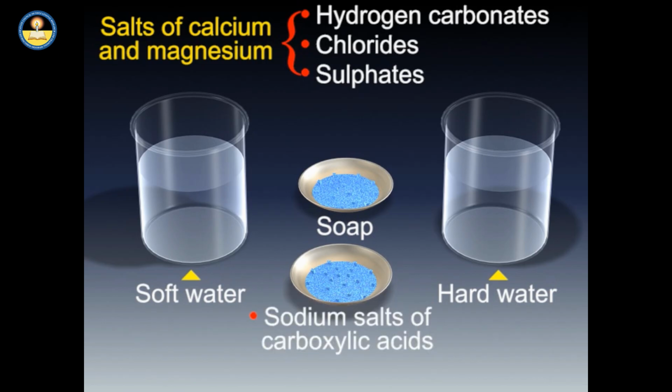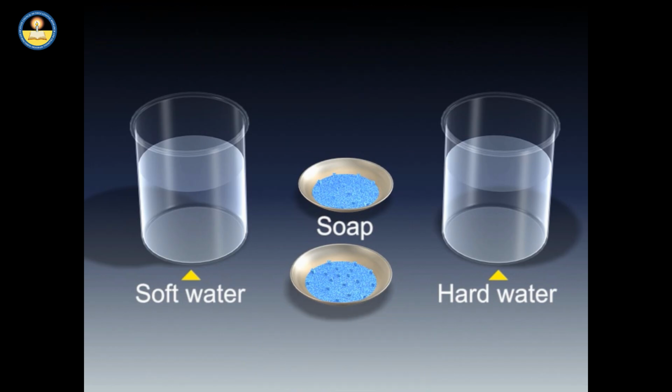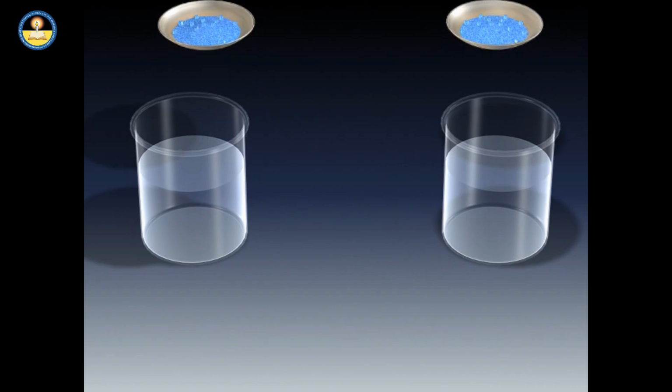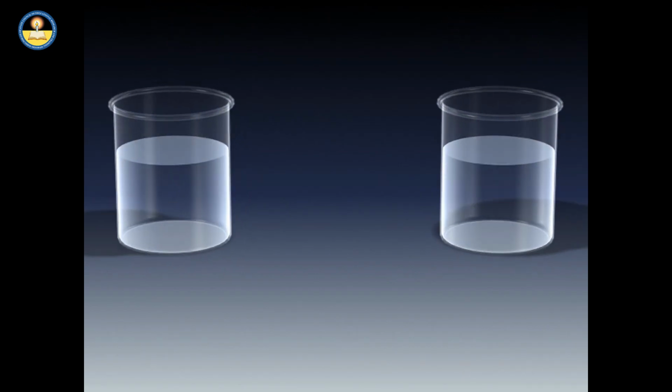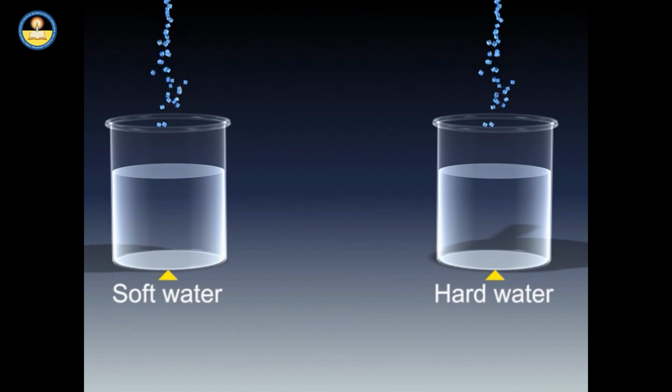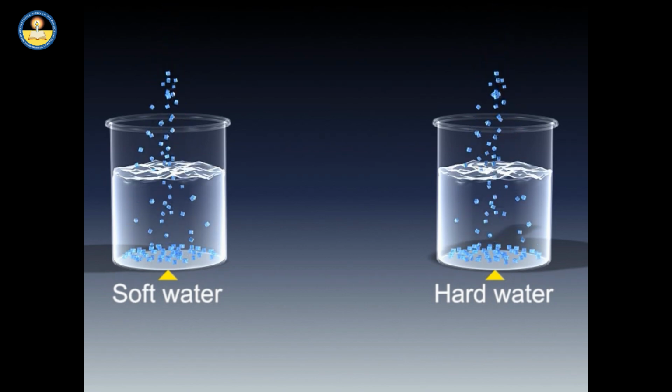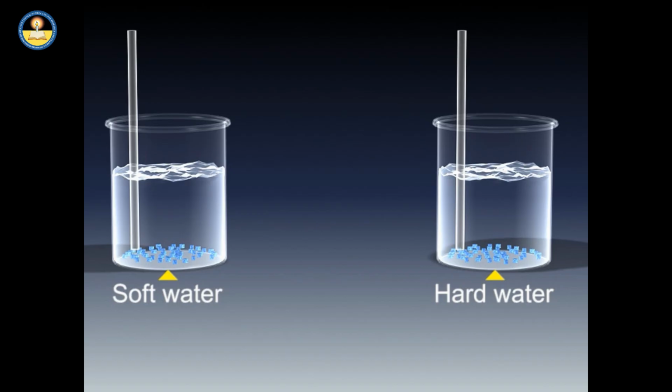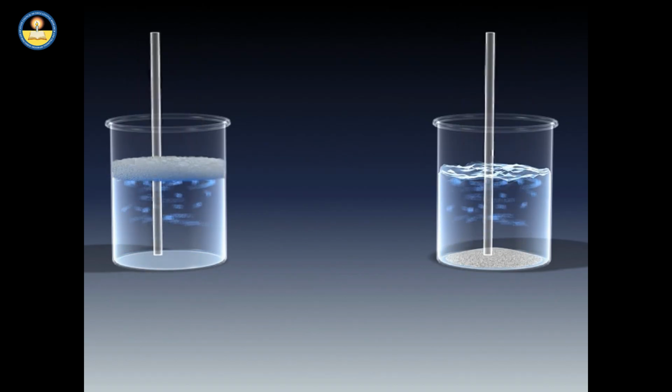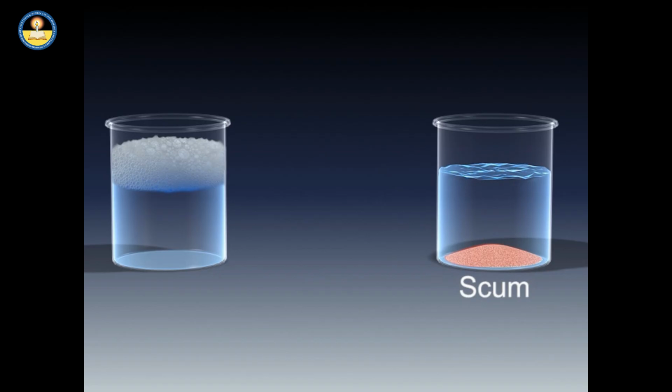Soaps are sodium salts of carboxylic acids, RCOONa, where R is a long chain of alkyl group. When soaps are added to hard water containing calcium and magnesium ions, the sodium salts present in soaps are converted to their calcium and magnesium salts, which get precipitated as scum. Froth is not formed in this case and soap simply gets wasted.